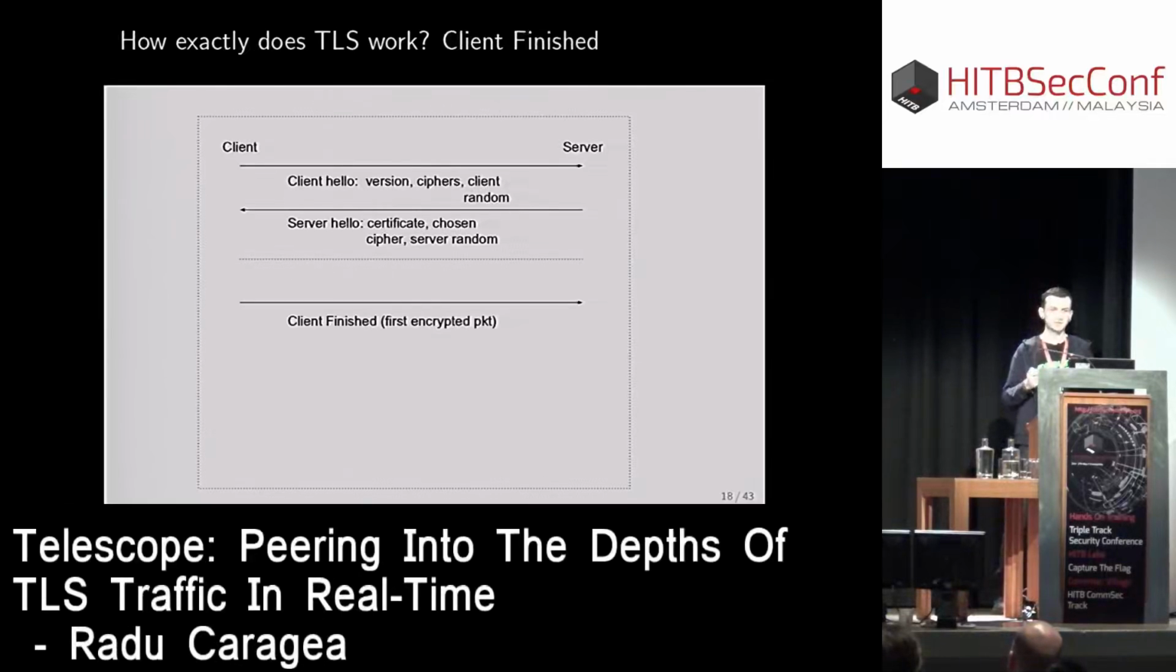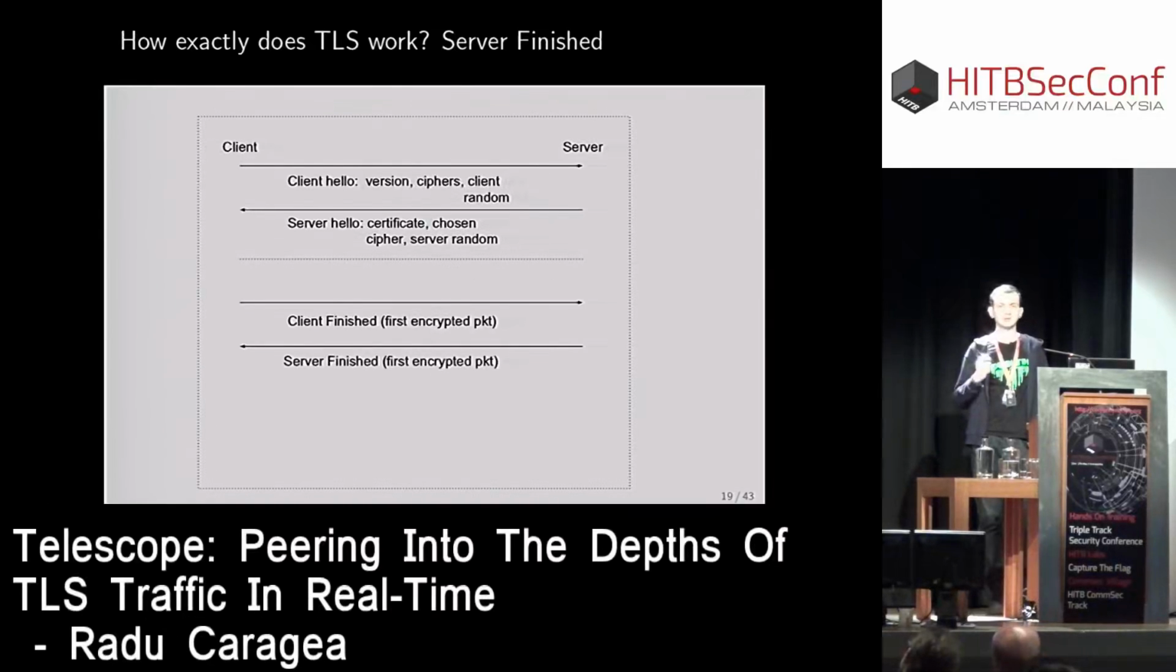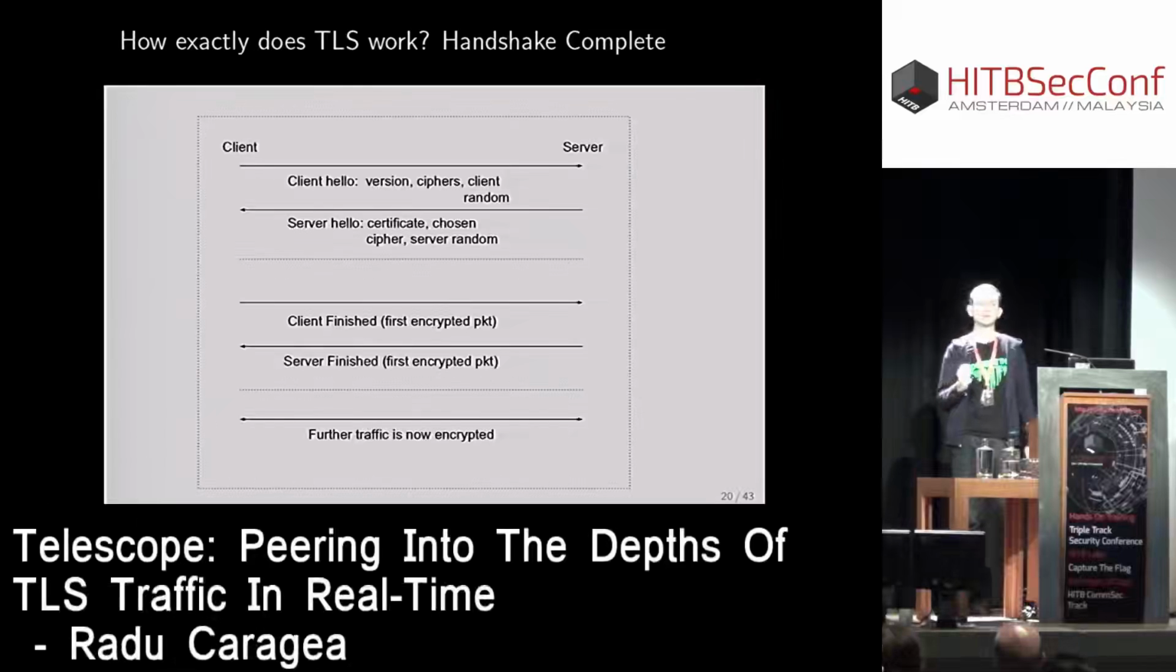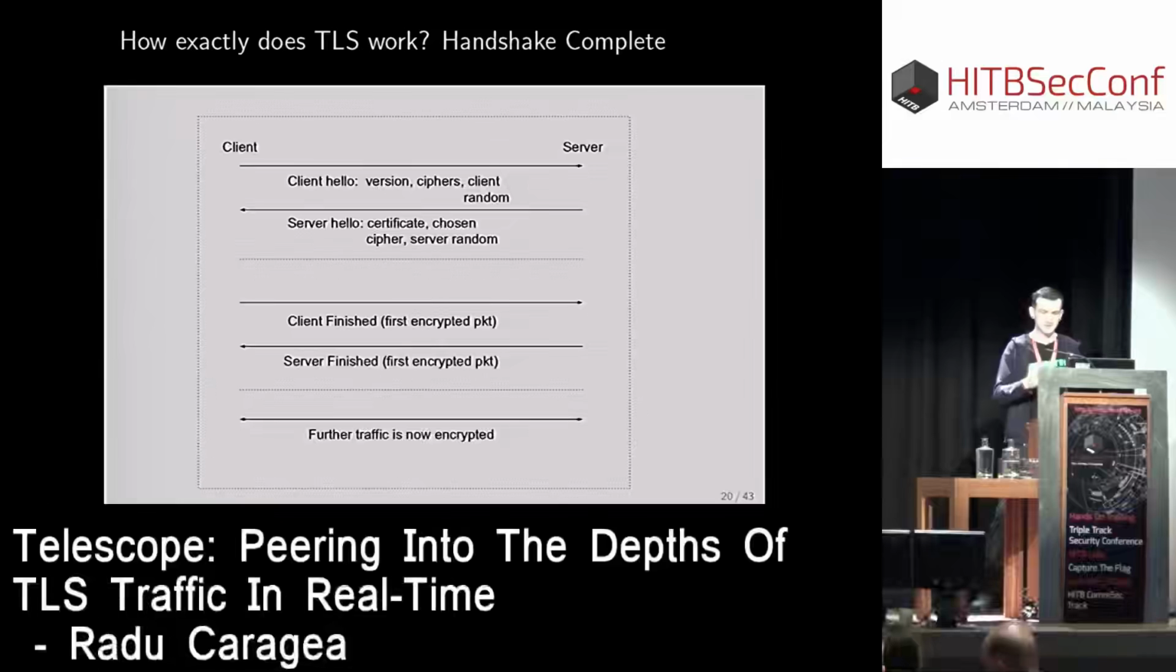So when they do this, after they finish, the client will send the last packet of the handshake, which is encrypted. The server, the same. He will send the first encrypted packet. Only after this has happened can the actual application data be sent. So only at this point can the client send the first byte of the request.